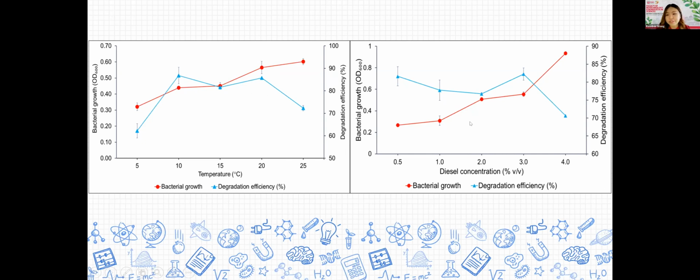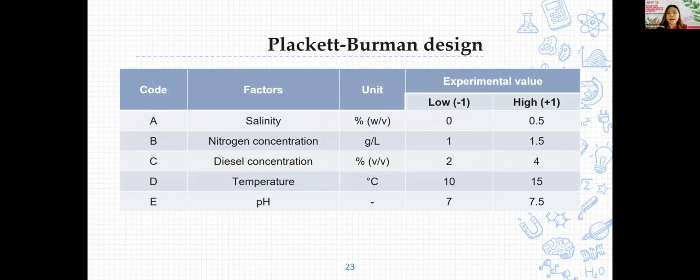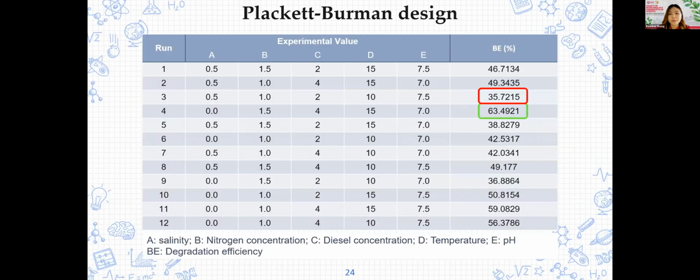As for diesel concentration, the best degradation efficiency is recorded at 3% diesel. So the highest and second highest parameters are carried forward to Plackett-Burman design, where it will have a low and high experimental value. According to this design, the best degradation efficiency occurs at 4% diesel at 15 degrees Celsius at a neutral pH with no salt and 1.5 gram of nitrogen concentration.